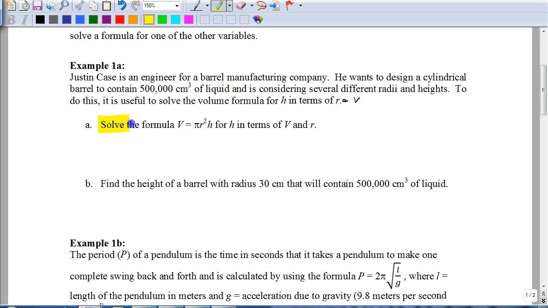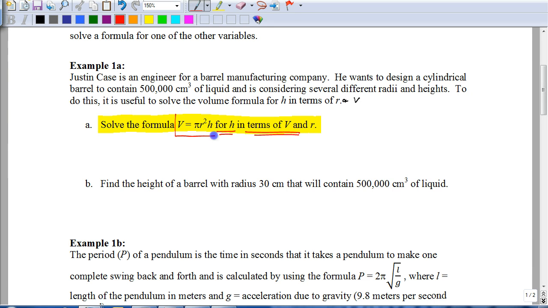Now let's make sure that we understand what they're asking us for here. Because remember, I keep mentioning that in math, part of the problem is just making sure you know what they're even asking for, because sometimes the way the question is phrased, you don't even know how to get started. So getting started is half the problem. So this one says, solve for H in terms of V and R. Whenever you see that first phrase, solve for H, that's the variable that you want to get by itself.